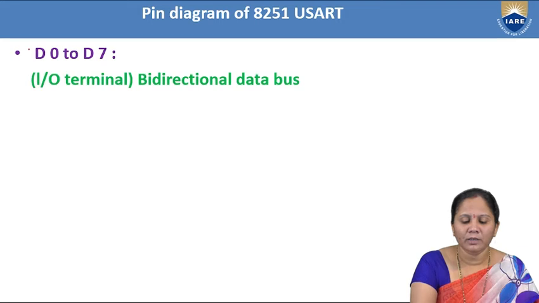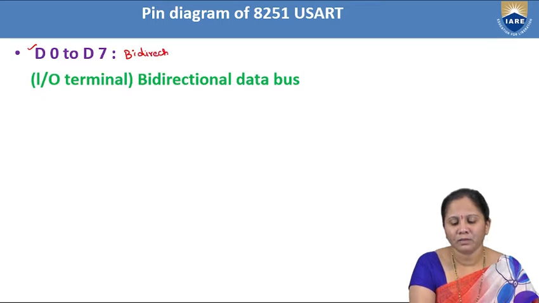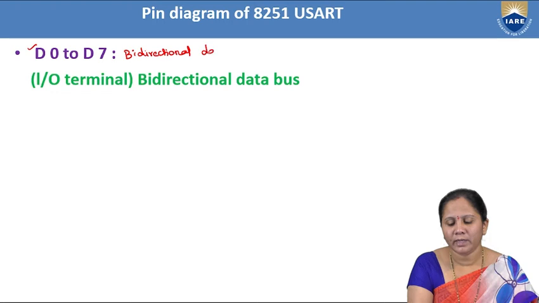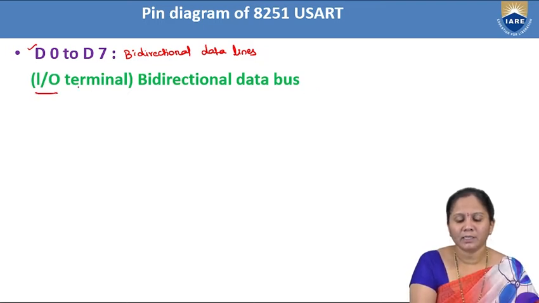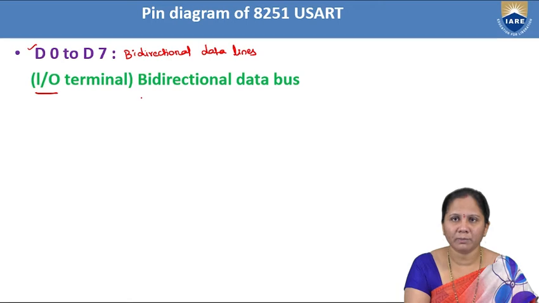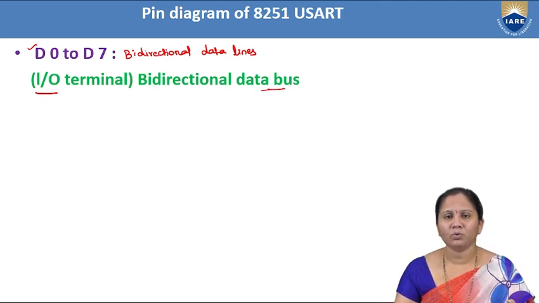Coming to the function of each pin in detail. First is D0 to D7. These are the bidirectional data lines, so they act as both input and output terminals. These D0 to D7 data lines are connected to the data bus. Through that data bus, the 8251 and the 8086 microprocessor transfer data.